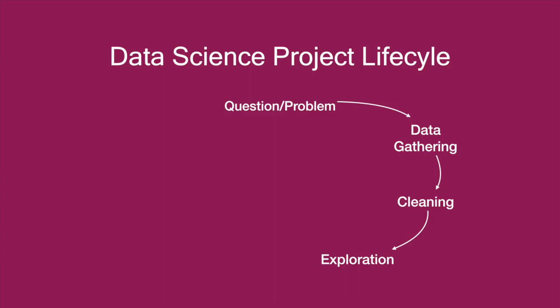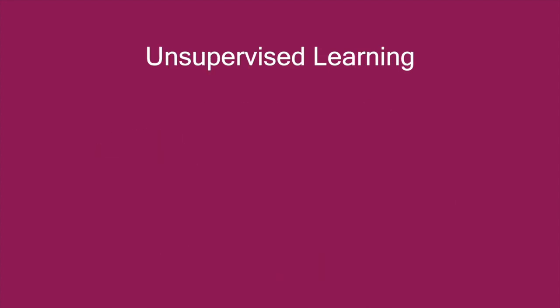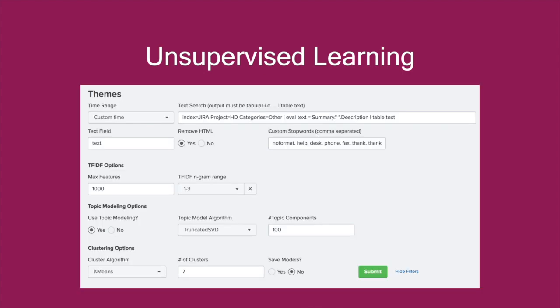Back to our life cycle, we left off on exploration, with the remaining steps being about choosing features, making a model, and then communicating the model. All three of these happen together in the Themes dashboard. The inputs to the dashboard are numerous as it guides the user through the machine learning process. Notice I narrow my search now to only include categories that are other, and I am removing HTML formatting as some tickets come from HTML emails.